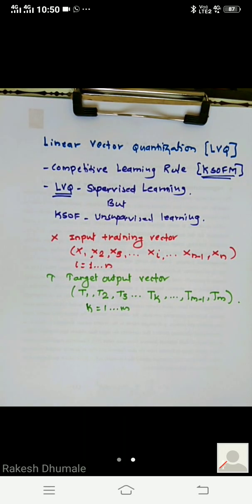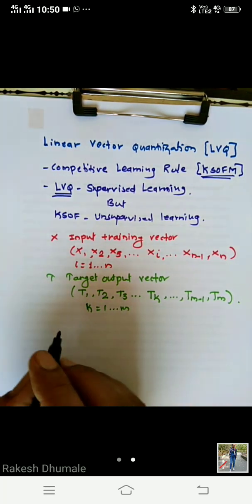How many output classes are there? Any answer? How many output classes are there? Huh? There are M number of classes.